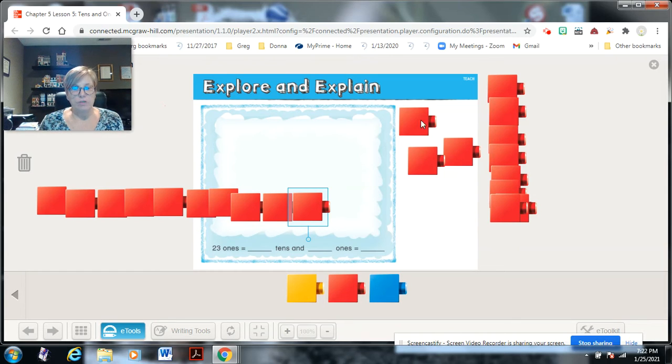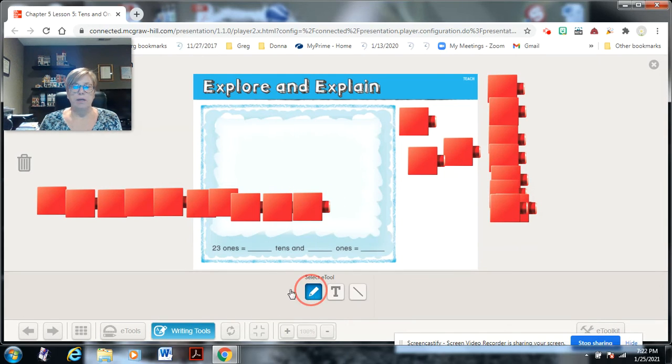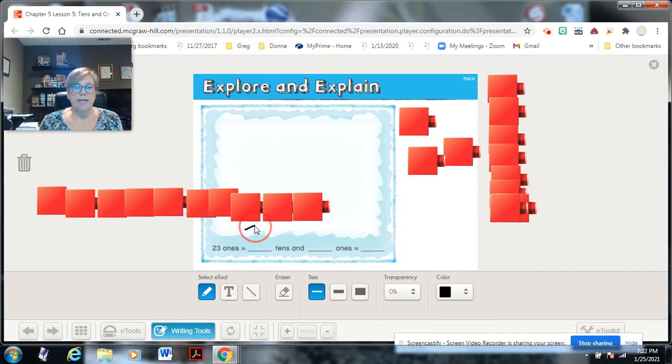Okay, and then this group. How many groups of 10s do I have? 1, 2. All right, so let's write down here 2 10s. And remember, when the cubes are by themselves, they're ones. How many do we have? 1, 2, 3. Equals what number? 10, 20, 1, 2, 3.